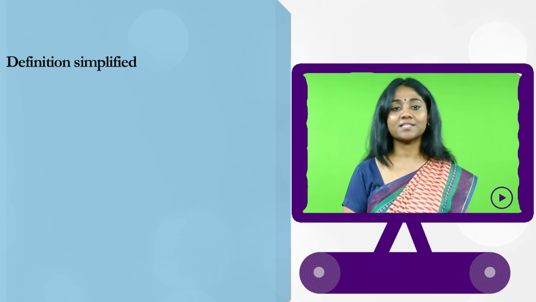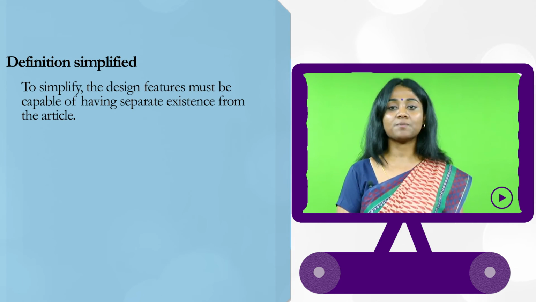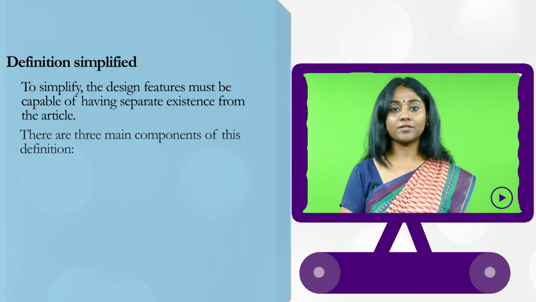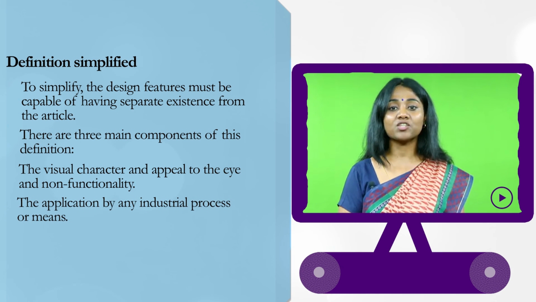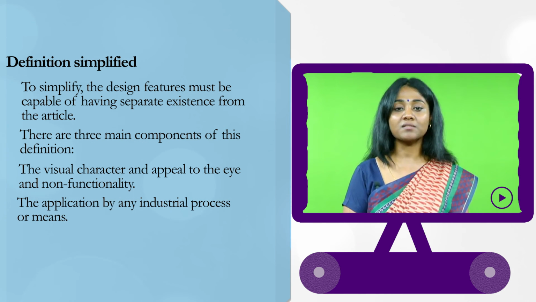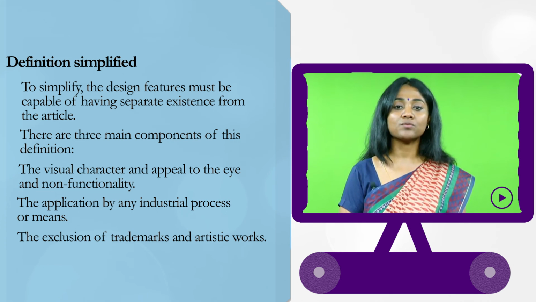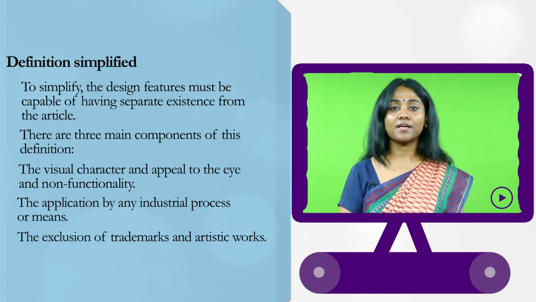So now, simplifying the design, design features must be capable of having a separate existence altogether from the article. There are 3 main components: the visual character and the appeal to the eye and non-functionality, the application by any industrial process or means, and finally the exclusion of trademarks and artistic works. And that will help you understand what is defined as an industrial design.